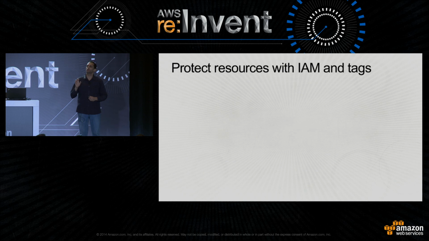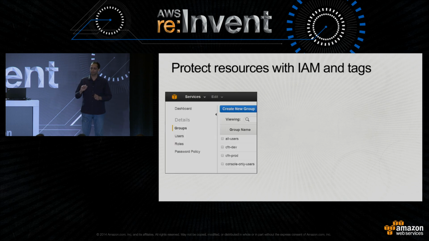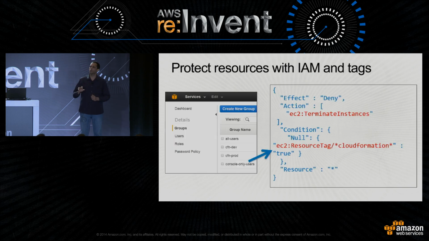Going back to how to protect stack resources using IAM policies, there are some ways. For example, if you are protecting any of the EC2 resources, including instances, security groups, VPCs, you can use tag-based IAM policies. If you have a group of console users, like in this example, you can put a policy on them that denies them the right to terminate an instance if the instance has a CloudFormation tag on it. And CloudFormation tags any resource automatically with that pattern. So as long as that policy exists, nobody can change a CloudFormation created resource from the console.